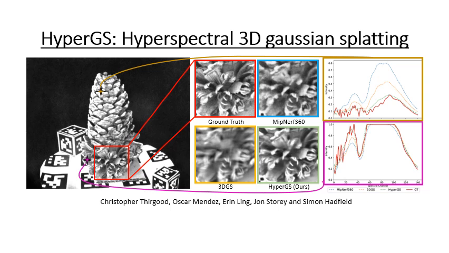Hello everyone, my name is Christopher Thurgood and I'm going to present today HyperGS, Hyperspectral 3D Gaussian Splatting, and I'm going to walk you through how we've adapted the 3D Gaussian splatting problem for the hyperspectral imaging domain to enable high quality, efficient, novel view synthesis at great speeds and robustness for the use of cameras.